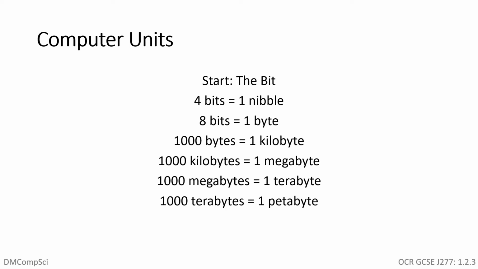In terms of a home or work computer, you're only likely to see capacities and sizes expressed in terabytes or lower. For example, your storage capacity is likely to be expressed in gigabytes or terabytes, and your RAM is likely to be expressed in gigabytes.